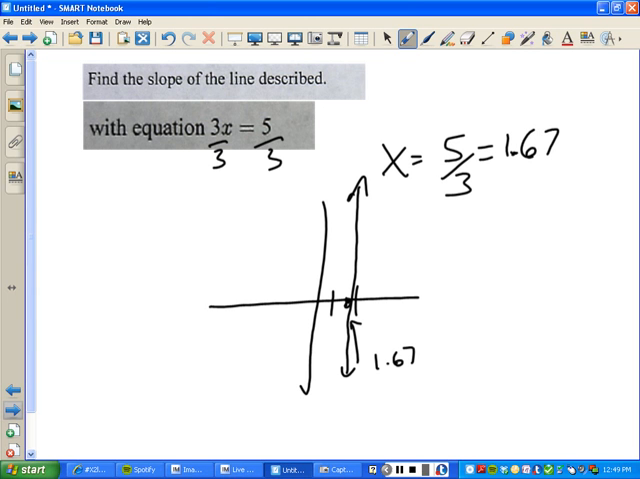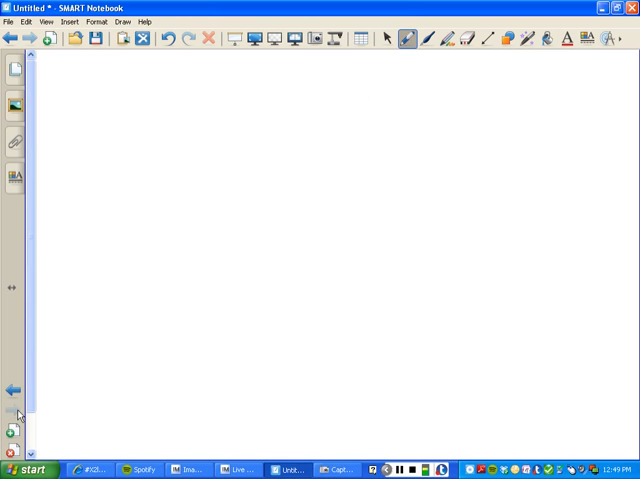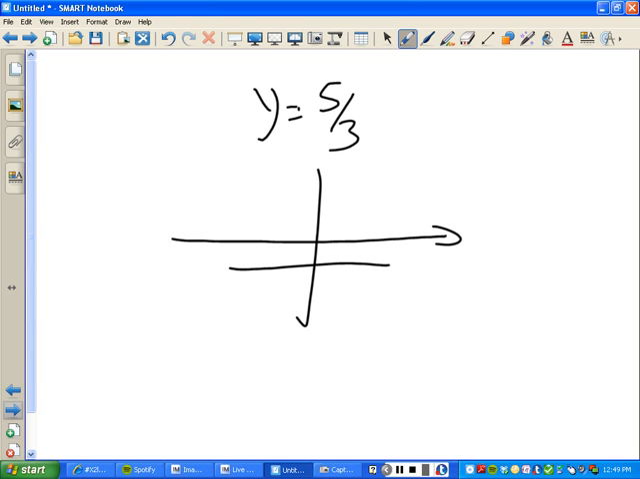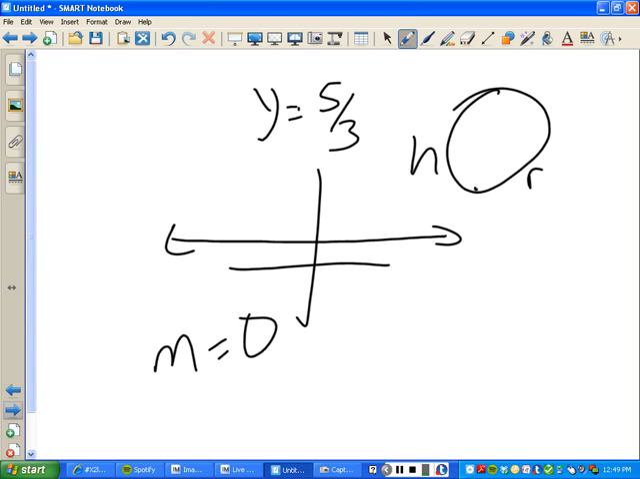The slope is undefined. All vertical lines have a slope that's undefined. All horizontal lines, like if that were y equals 5/3, all horizontal lines have a slope of 0. If you've got to try to remember that, spell horizontal. The slope is 0.